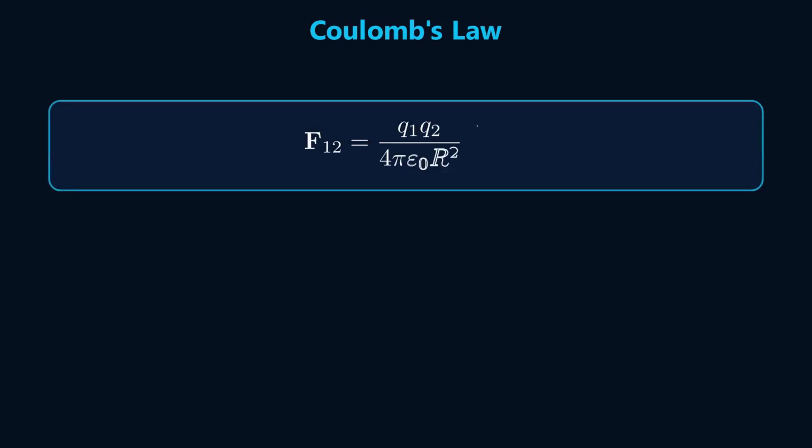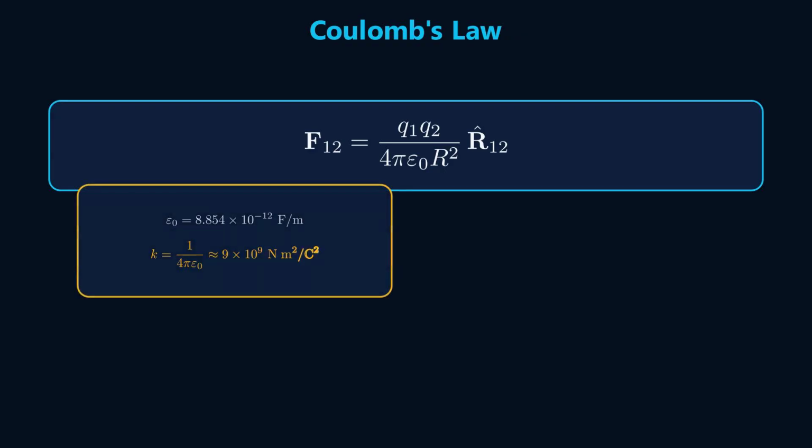Coulomb's law describes the electrostatic force between two point charges. If charge q₁ sits at the origin and charge q₂ sits at position r, the force on q₂ is F equals q₁ q₂ divided by 4 pi epsilon 0 r squared, in the direction of r hat from q₁ toward q₂. Epsilon 0 is the permittivity of free space, 8.854 times 10 to the minus 12 farads per meter.